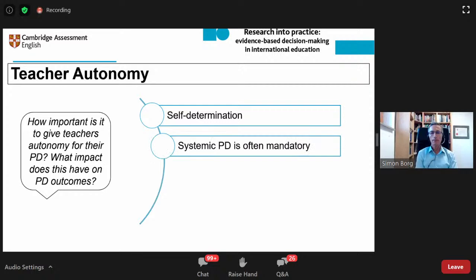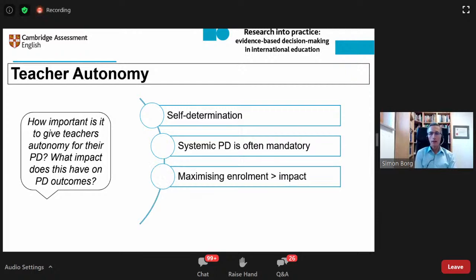However, looking at the kind of work I do around the world, on most systemic programs I've worked, teacher participation is typically mandatory. In other words, teachers are nominated by their employer, by their ministry, and told that they will join a program. And this is at odds with ideas about self-determination, but there are also arguments that support this approach.